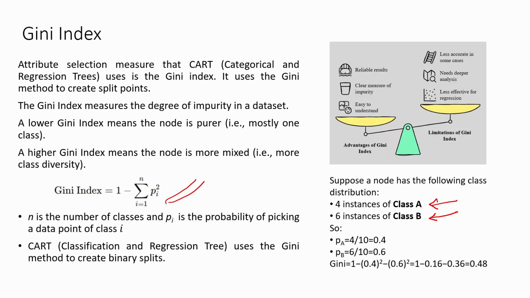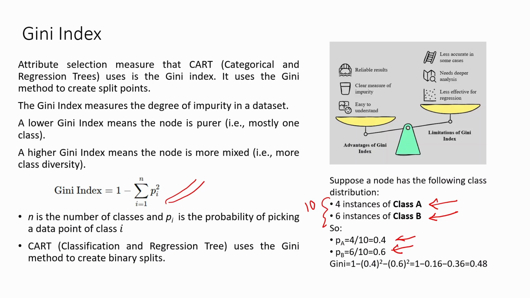The probability of A is nothing but, the total instances we have is 4 plus 6, that is 10. Out of 10, 4 are class A and 6 are class B. So the probability of class A is 4 divided by 10, that is 0.4, and the probability of class B is 6 divided by 10, that is 0.6. So you got the probability for each class.